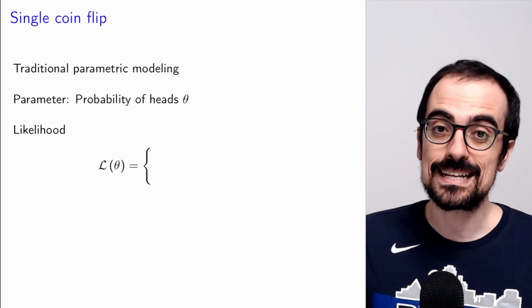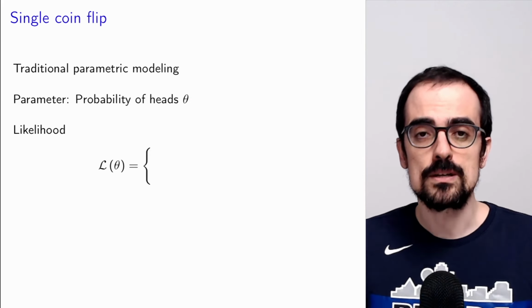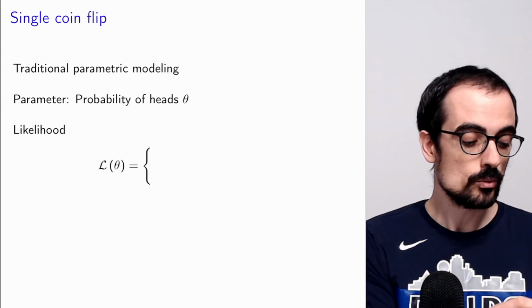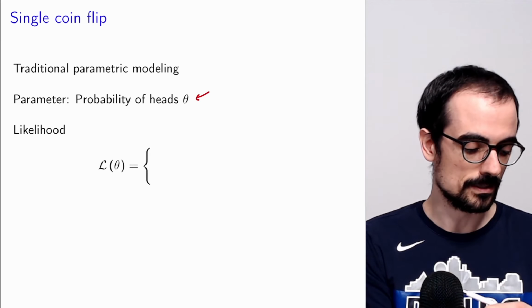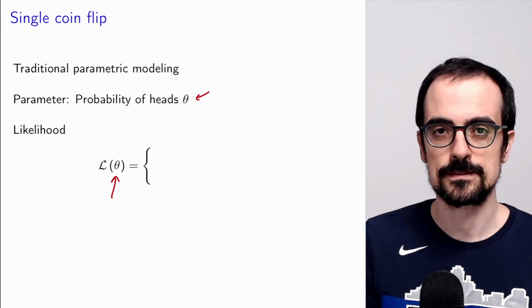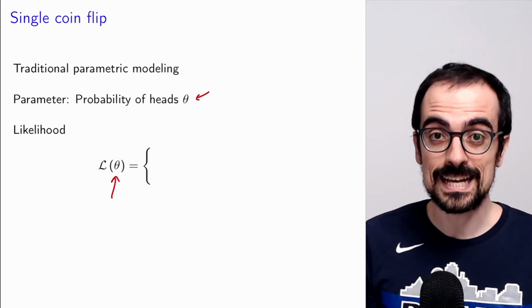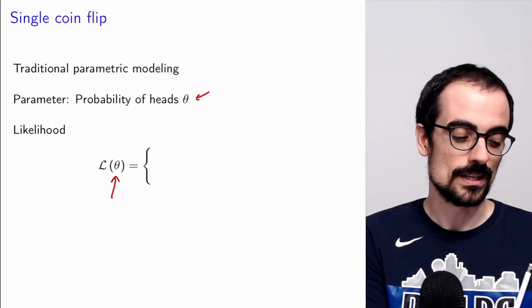Now, what is the likelihood of the data? Remember, the likelihood is the probability of observing the data when we fix a certain value of the parameters. So this way it is a function of the parameters. In this case, we have a single coin flip. What's the probability of observing heads? Theta.